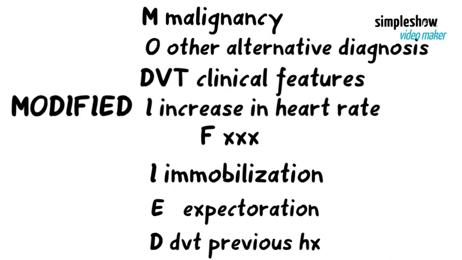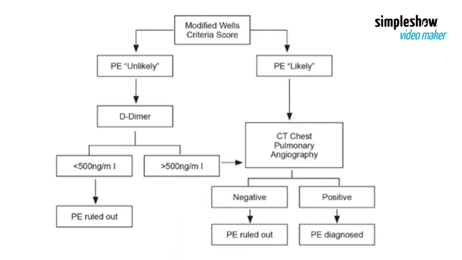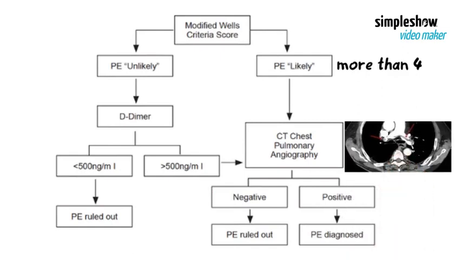So the first step in investigating pulmonary embolism is applying modified Wells criteria. If the total score of the patient is more than 4, then pulmonary embolism is most likely. We will go for CT pulmonary angiography, which is the gold standard for this disease. If results come back positive, the patient has pulmonary embolism.